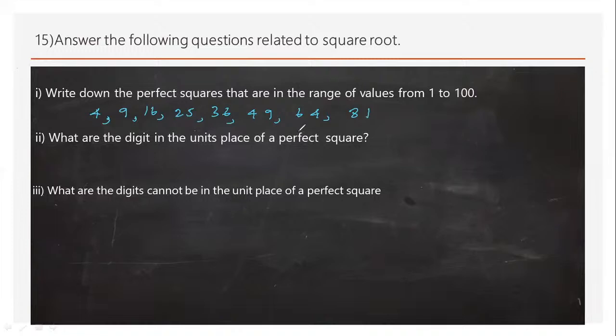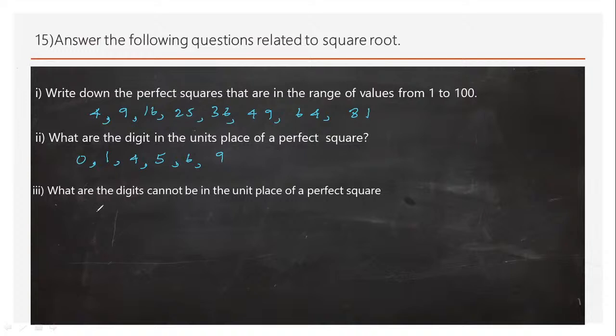What are the digits in the unit place of a perfect square? If we consider the perfect squares, let's imagine 1 to 100. Last digits you can see at the unit place. What are the numbers? 0 you can see, 1, 4, 5, 6, 9. These numbers you can see. Last digit, it means unit place, you can see these numbers.